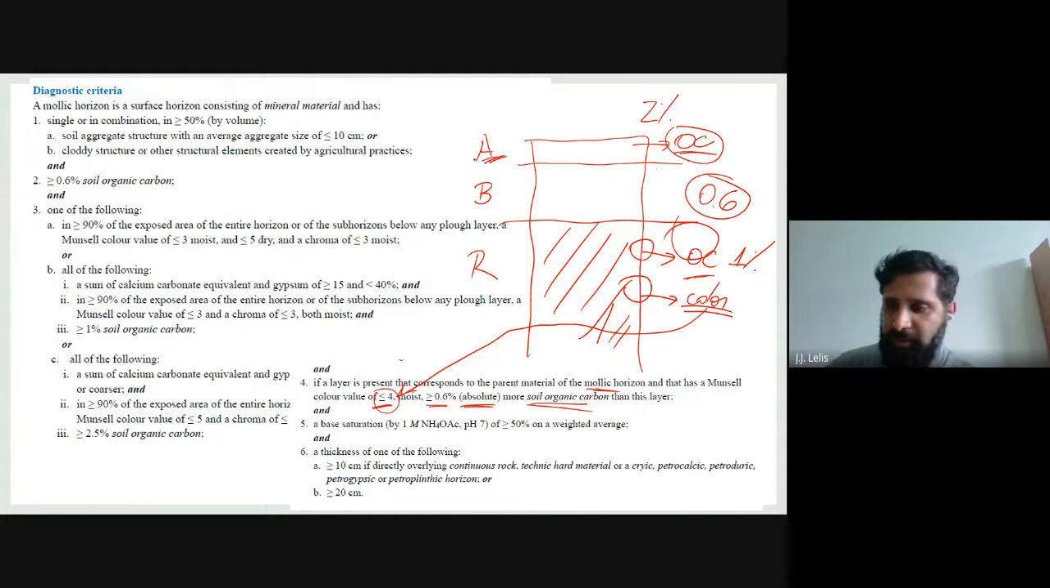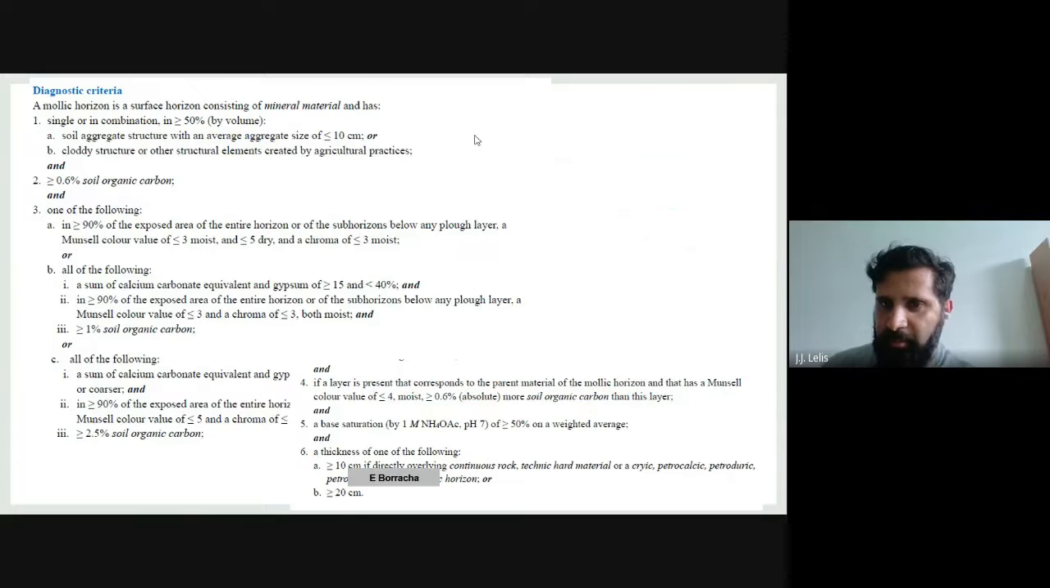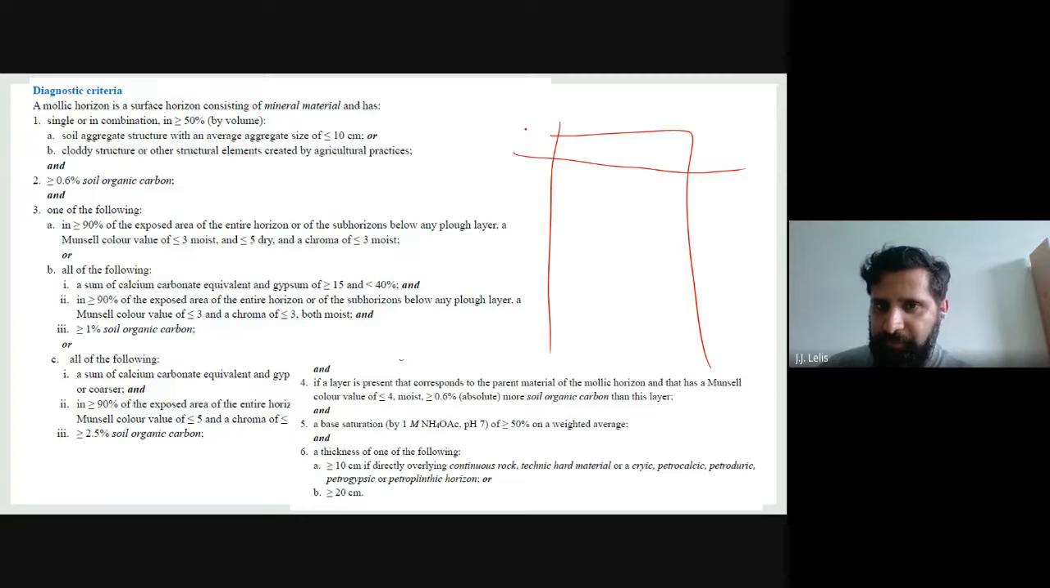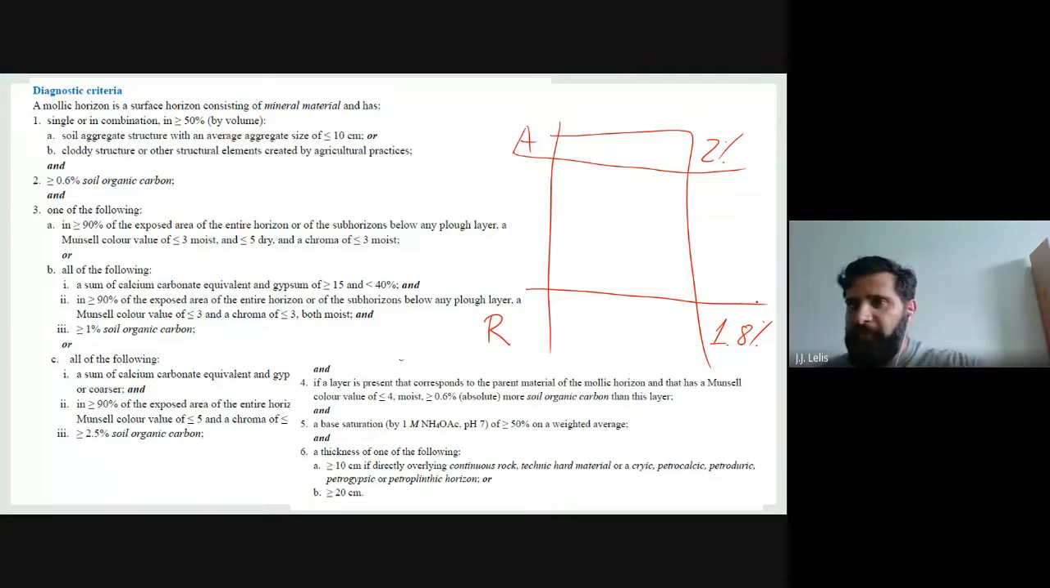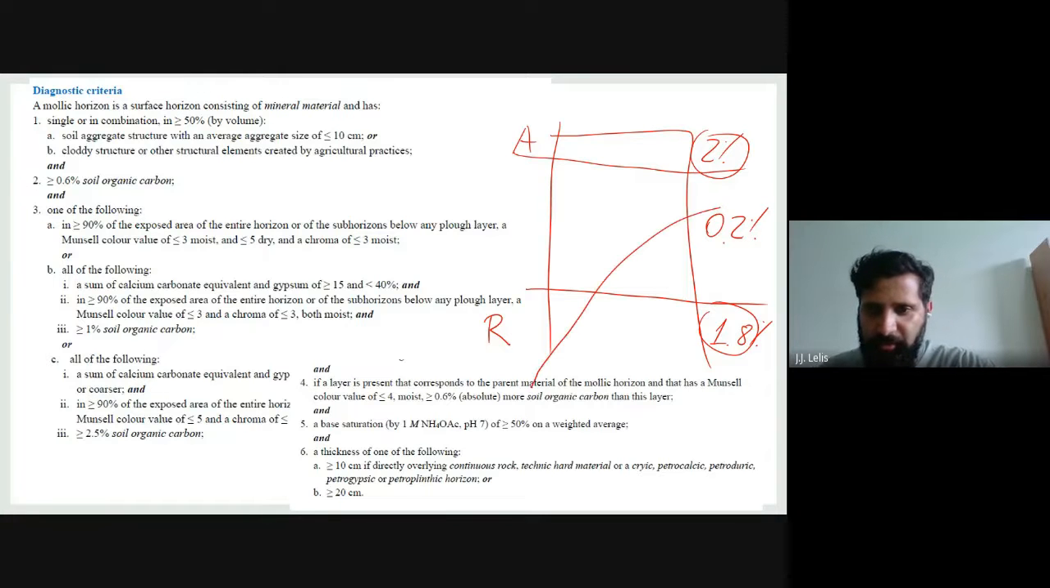This follows this criteria. It's not a problem. But if I present a surface horizon that here has 2%, and here in the rock we have 1.8% of organic carbon, the values are very close. The difference is only 0.2%. So we did not follow this criteria. So it's not a mollic horizon.